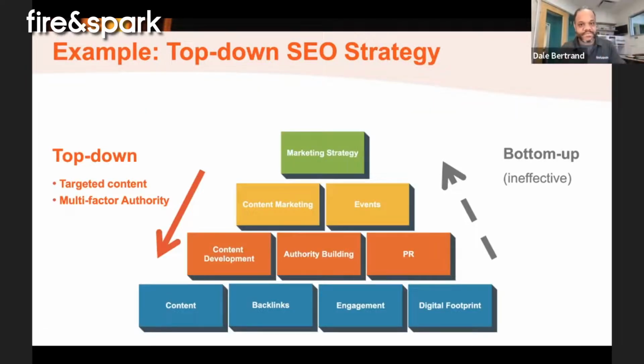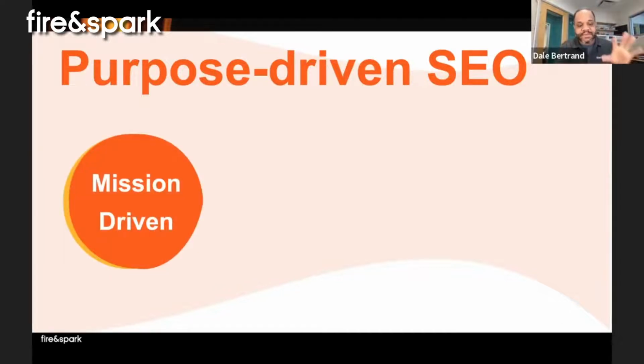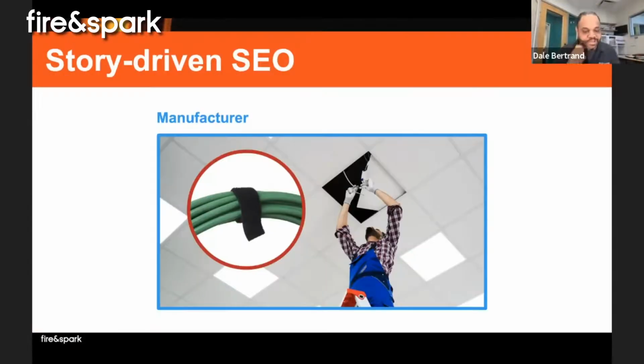The old way of doing SEO was bottom up. We would start by thinking about what technical signals Google's looking at on our website, and then just optimize those. But the top-down strategy works better nowadays. The way we think about it is the purpose-driven SEO approach. It can be mission-driven, especially if you have a social mission for your brand, but you don't need that. It can be product-driven, because there's something distinctive about your product or service, or it could be story-driven. This is a manufacturing company that makes Velcro straps.